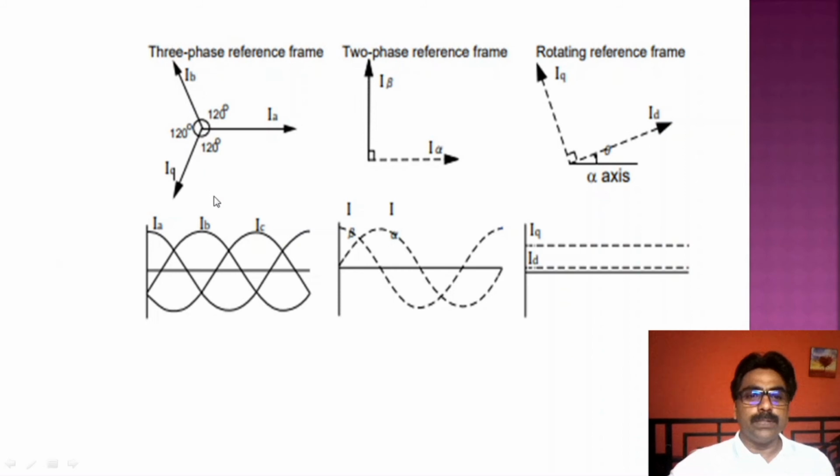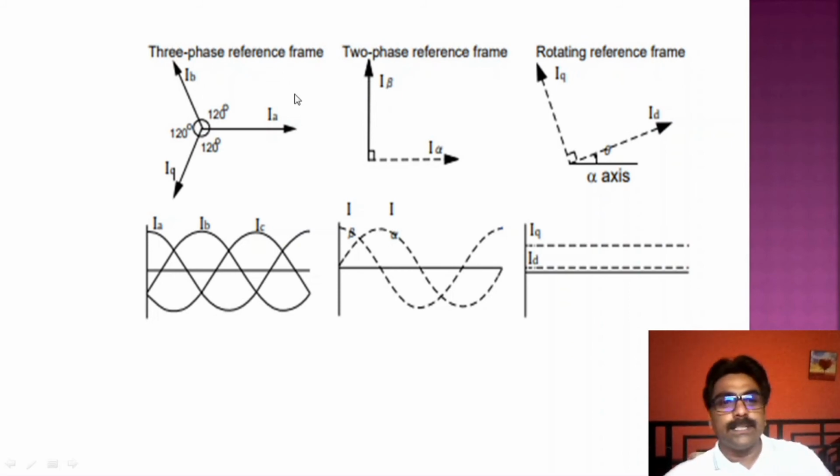This diagram is showing what is being done. The three-phase reference frame, ABC, is converted into alpha and beta, and that is then converted into the rotating reference frame. That is what I said. Here this is a stationary frame converting the three-phase system into a two-phase system. That two-phase stationary frame is then converted into a two-phase rotating frame.